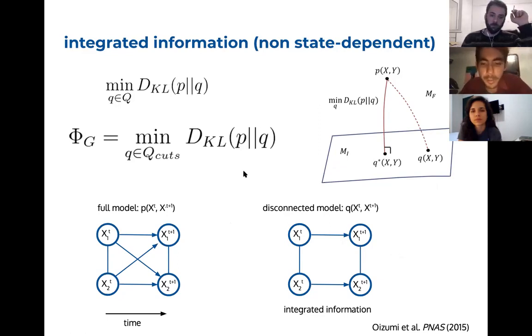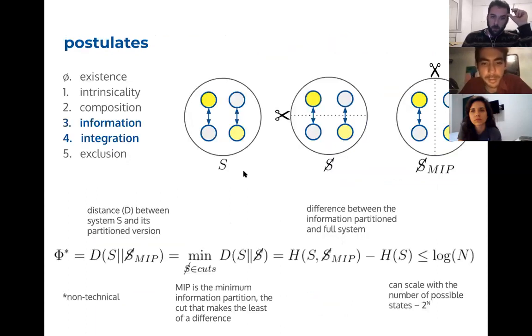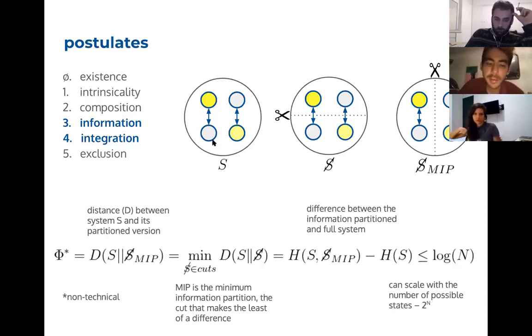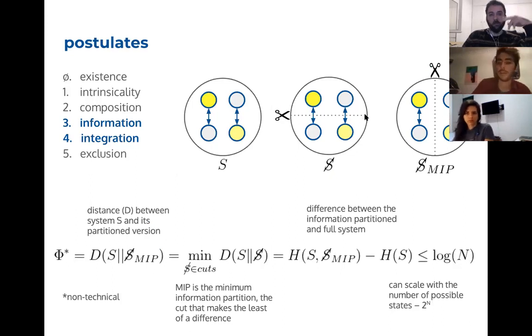So this will appear more robustly now. The full story is that integrated information is trying to measure the difference between your actual system and how much you lose if you cut it, right? If it's not integrated, you should be able to cut it in a way that you don't lose anything. But there are different ways in which you can cut a system, right?